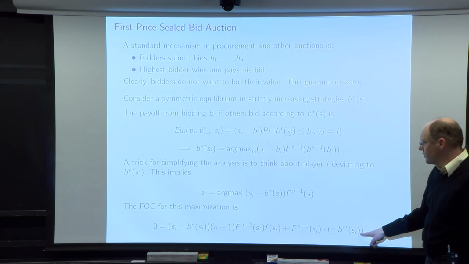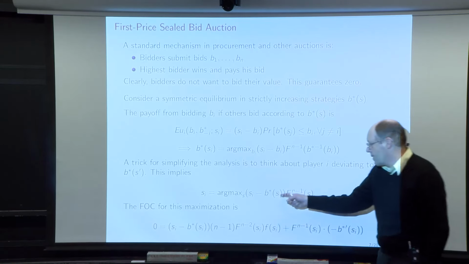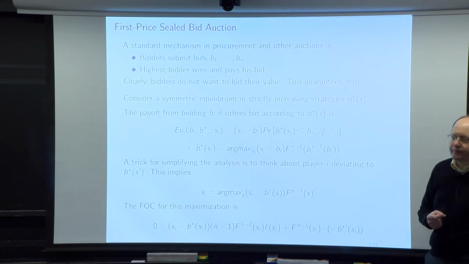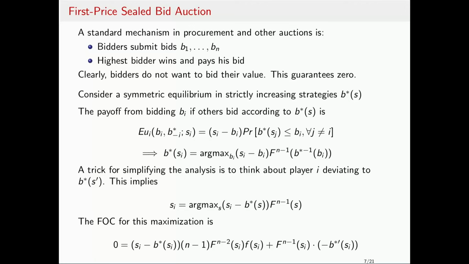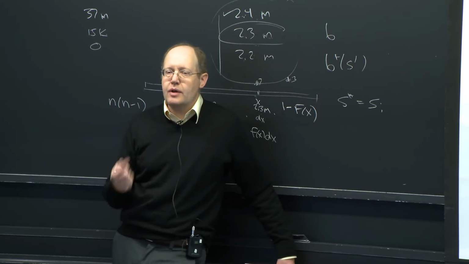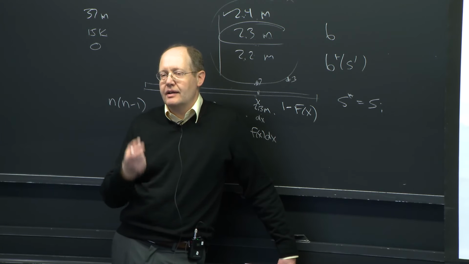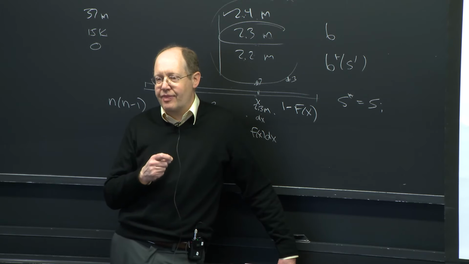So that's the first order condition for my maximization when I'm thinking about which type do I want to copy, and noting that the type I copy has to be me. Sometimes, what's the trick here is that I know the equilibrium. I know the equilibrium is S star equals SI. And because you know the equilibrium is the identity, that simplifies the expression for the first order condition evaluated at the equilibrium.